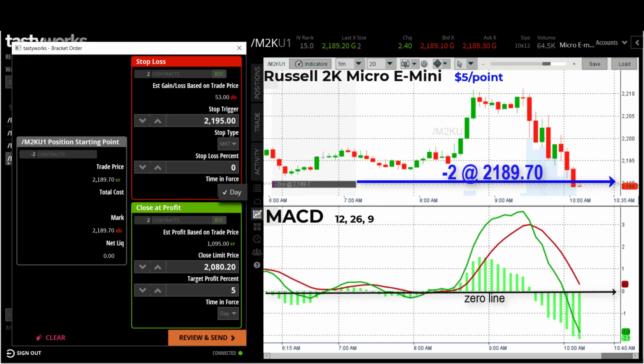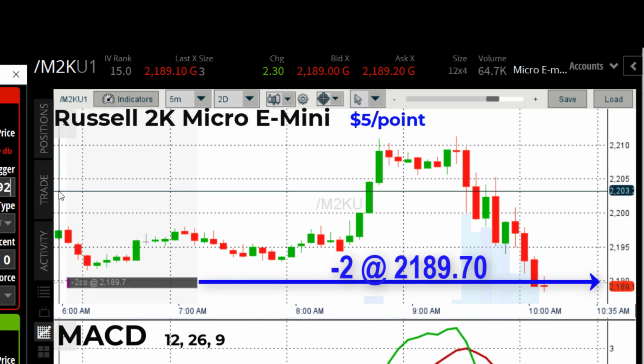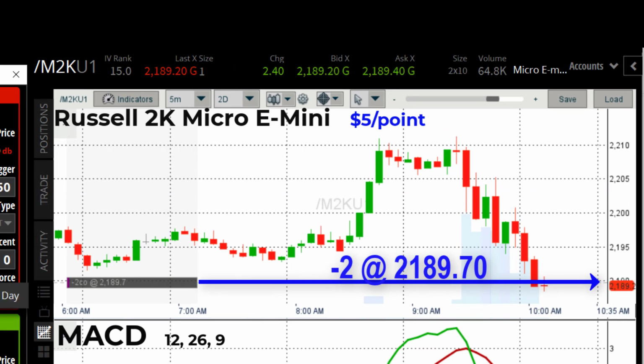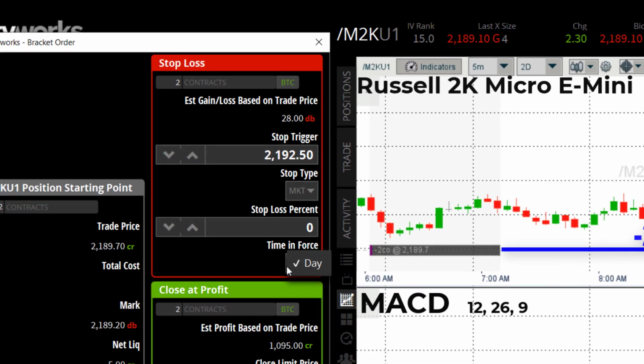Now, fortunately for me, this trade, as you can see, is not very volatile at the moment. It's just about a minute in, and it's just about where I started. Short 2 contracts at 2189.70. It's trading 2189.20 right now. So I can take my time and go over here and check out the stop loss and the close at profit. What I like about the Tastyworks software is I'm able to enter figures and then just click the little day check box there, and the calculator automatically puts in the figures for me.